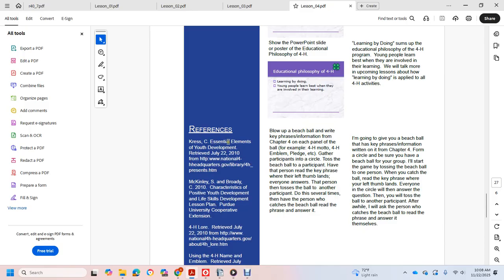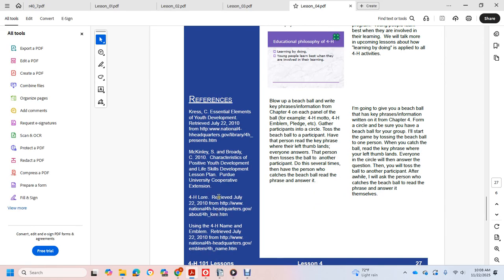References: Cressy, Essential Elements of Youth Development, retrieved July 22nd, 2010. McKinley and Broad, EC 2010, Characteristics of Positive Youth Development, Life Skills Development Lesson Plan, Purdue University Cooperative Extension. 4-H lore, retrieved July 22nd, 2010. Using the 4-H name and emblem, retrieved July 22nd, 2010.